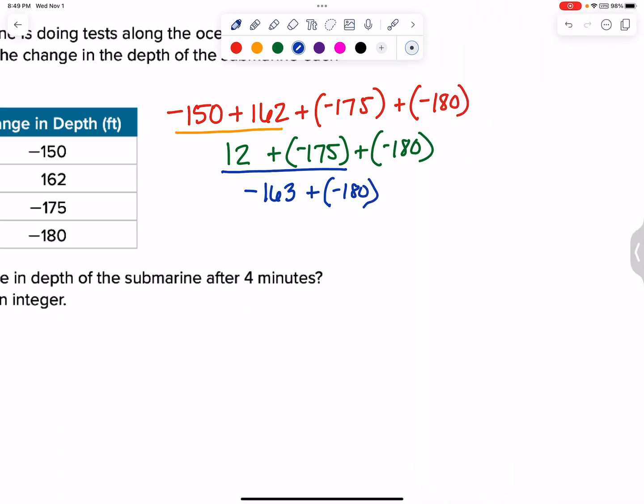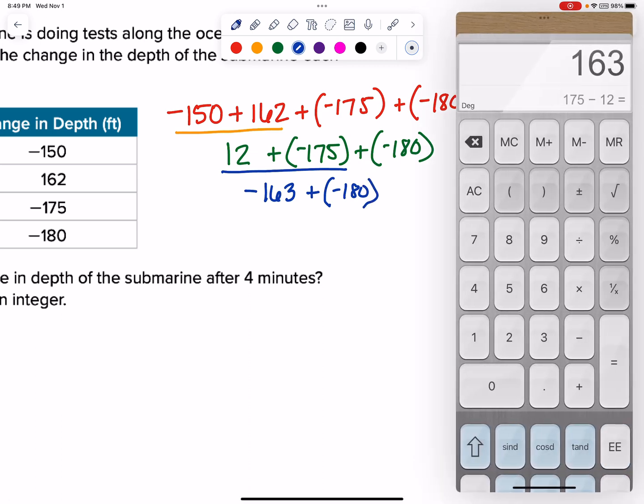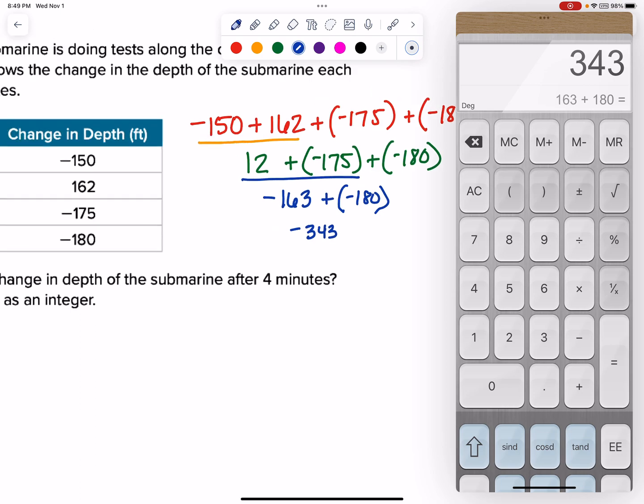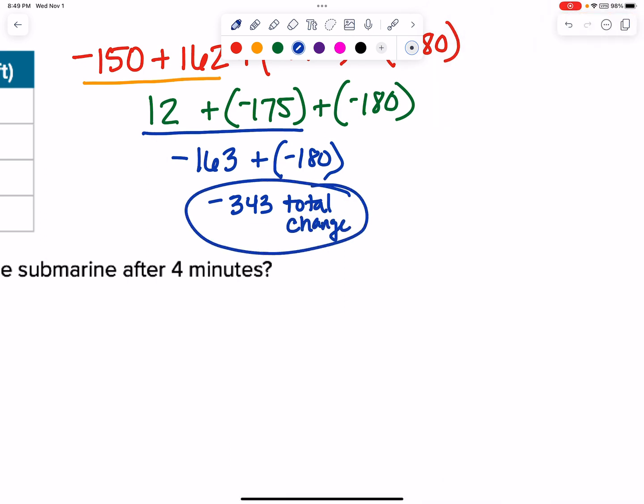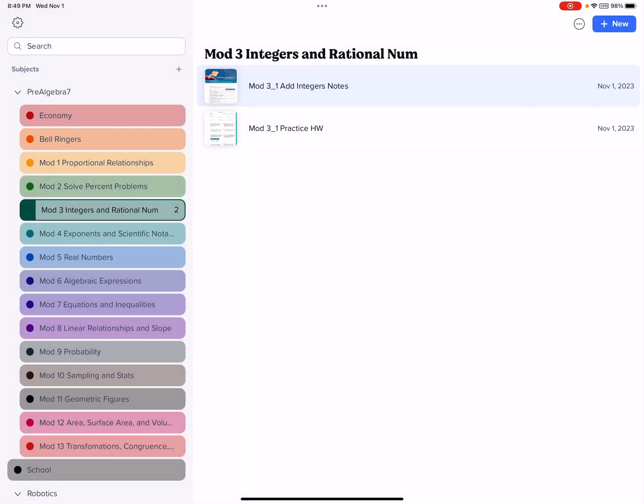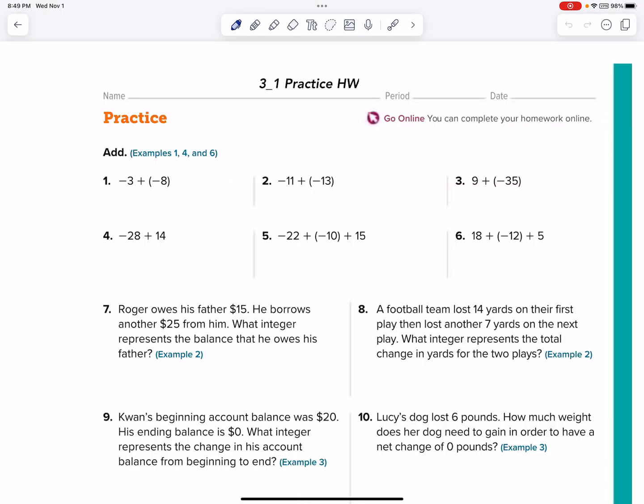Okay. Look at the signs. Same signs. They're both negative. Same signs, add and keep. So we have 343. Same signs, add and keep. They're both negative, and so there we go with a negative 343. Okay, total change. And there you go. Okay, so that's your process. Let's go ahead and check out the practice and homework.